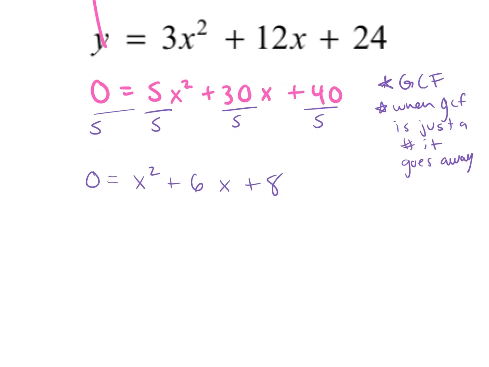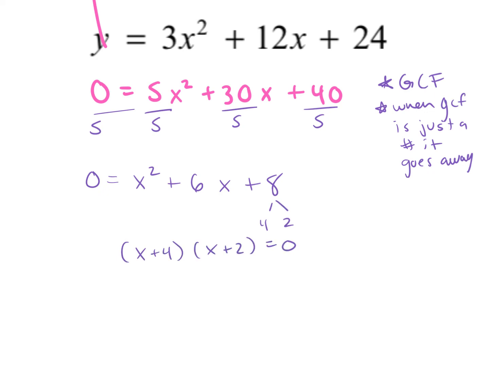Now we can factor normally. It makes factoring a whole lot easier when we take out the GCF. The numbers are a lot smaller. Do I have two factors of 8 that add to 6? 2 and 4, 4 and 2. So x plus 4 and x plus 2 equals 0.